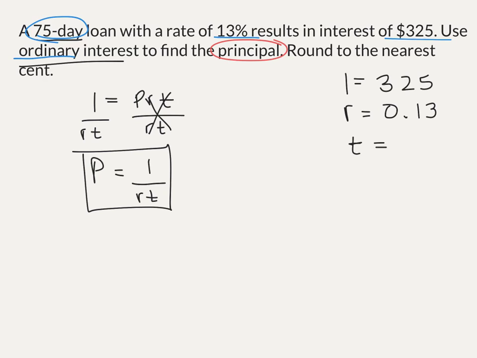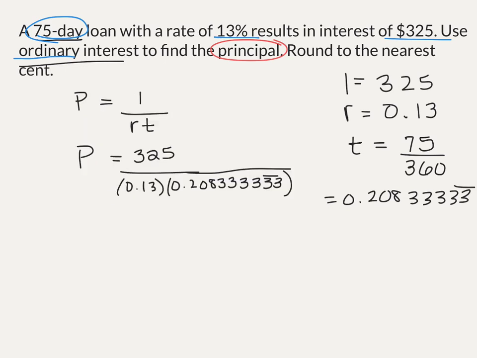T equals 75 over 360. And if we wanted to go ahead and write the decimal for that, we could just divide 75 by 360 and get 0.2083333 repeating.